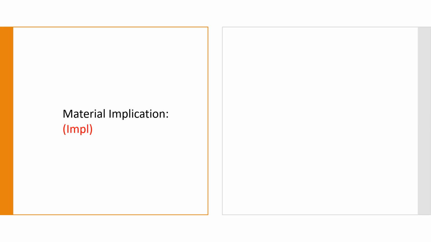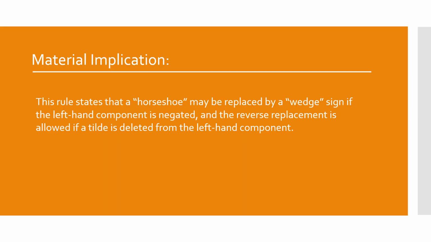The next rule is material implication, and this is abbreviated with simply IMPL. Implication is the first part of that, and this is a rather important one. Now, to state the basic rule in very simplistic terms, this rule tells us that a horseshoe, that is a conditional statement, may be replaced with a wedge sign, that is an either-or claim, if the left-hand component is first negated. And the reverse is going to be true as well. You can replace a wedge sign with a horseshoe if I drop the tilde from the left-hand component.